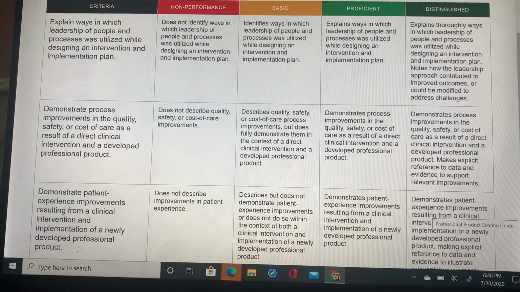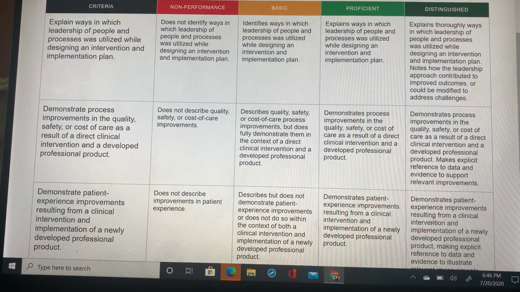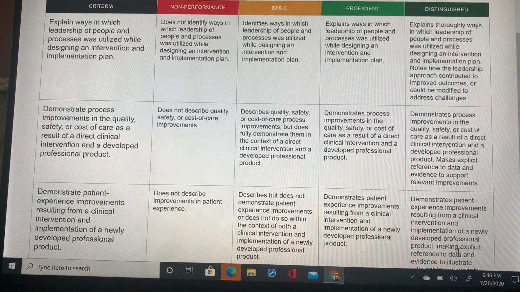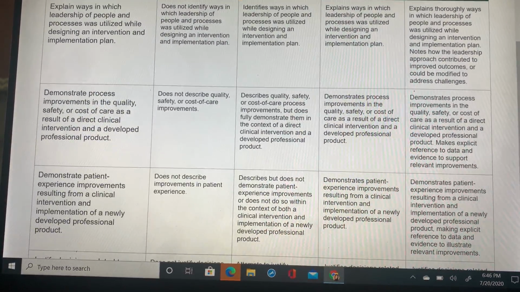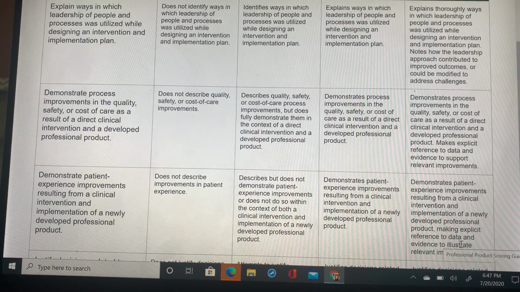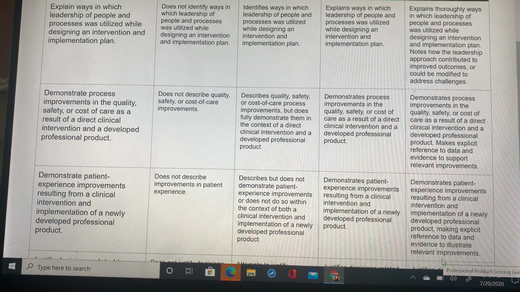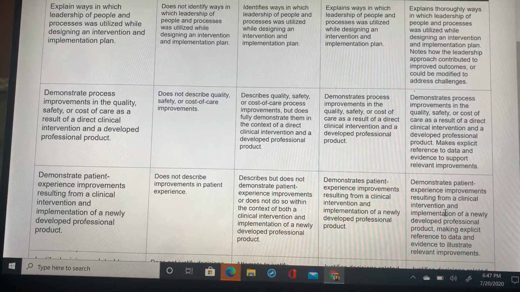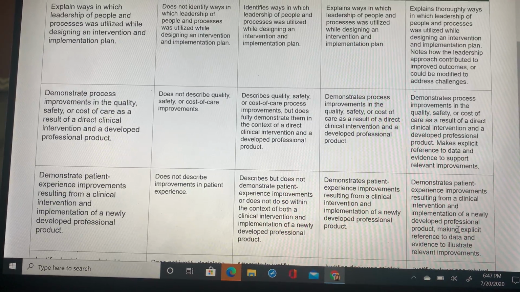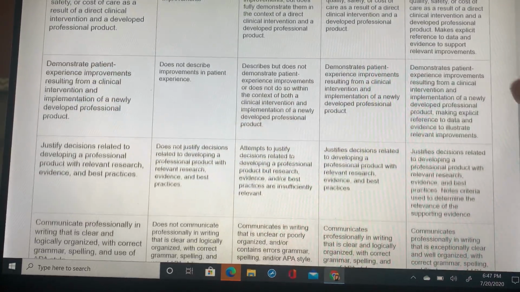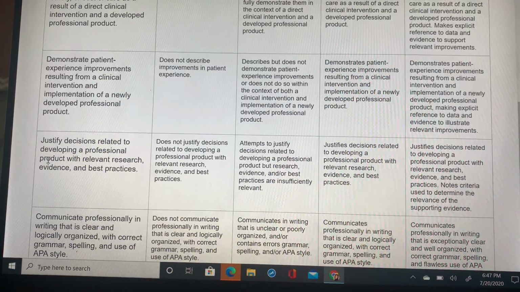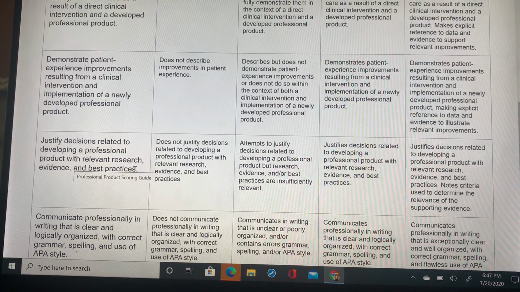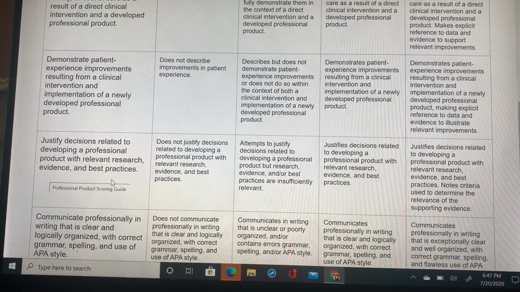Distinguish, 100%, demonstrates patient experience improvements resulting from a clinical intervention and implementation of a newly developed professional product, making explicit reference to data and evidence to illustrate relevant improvements. So the same with the other one. You talk about specifically what they said. Your next section would be to justify decisions related to developing a professional product with relevant research, evidence, and best practice.